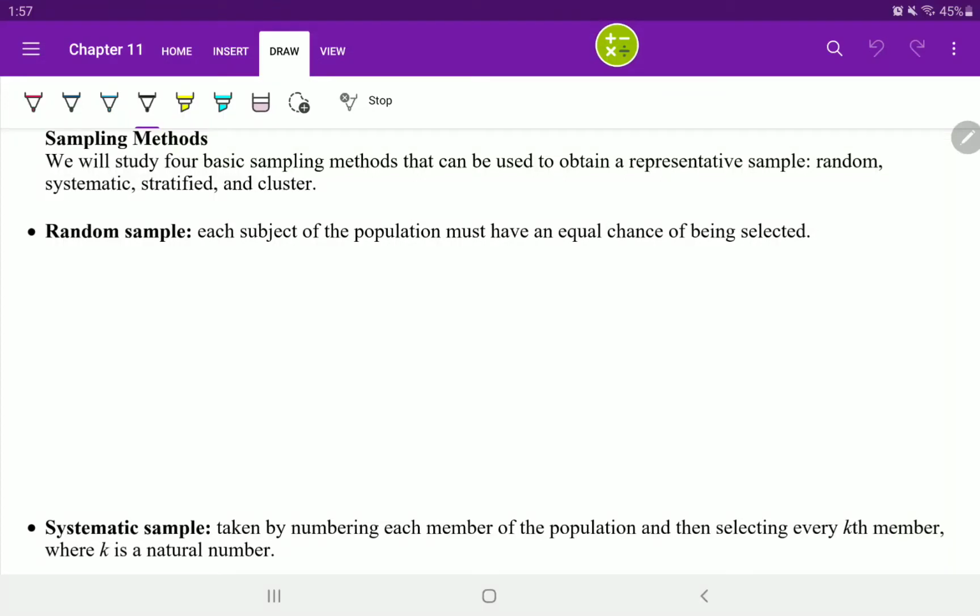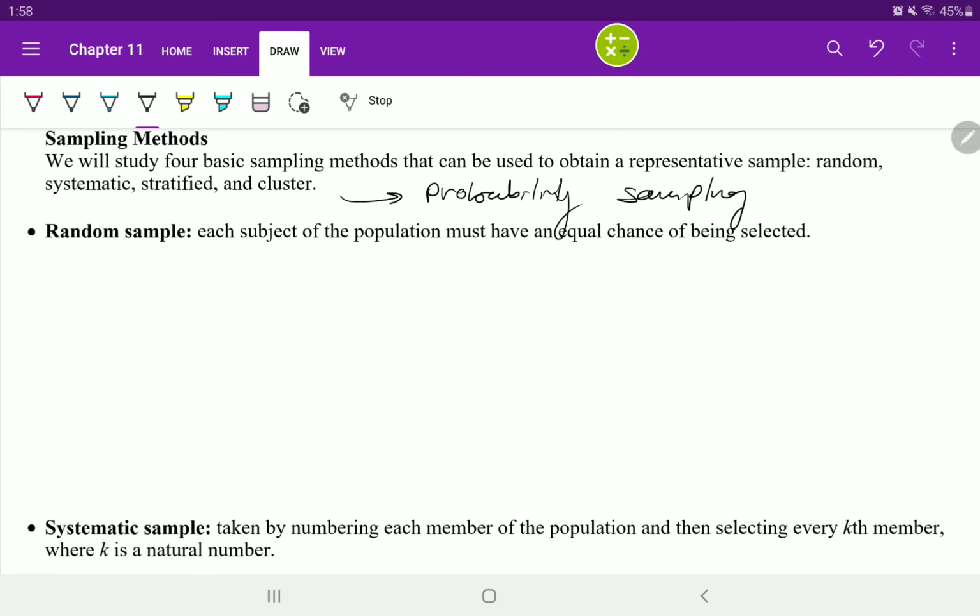All right, guys, sampling methods. We will study 4 basic sampling methods that can be used to obtain a representative sample: random, systematic, stratified, and cluster. These are also known as probability sampling. When you take research methods, especially at the graduate level, you're going to learn the difference between probability sampling and non-probability sampling. And these are 4 basic types of probability sampling.